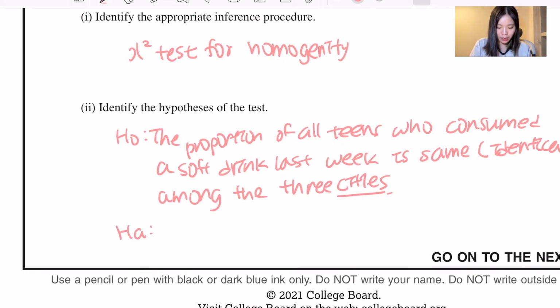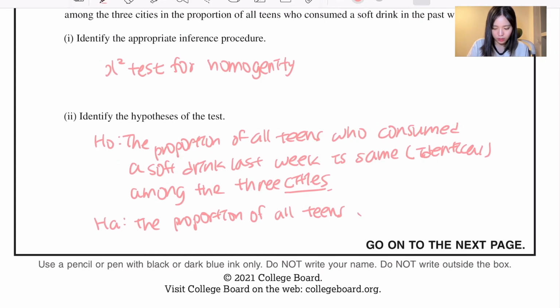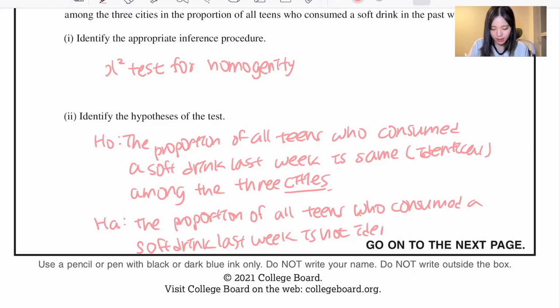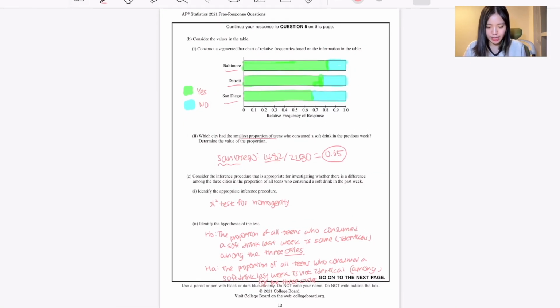And the alternate hypothesis would be the exact opposite of this. So you would say that the proportion of all teens who consumed a soft drink last week is not identical, or different, for the 3 cities. Okay, so this would be the answer for question number 5.